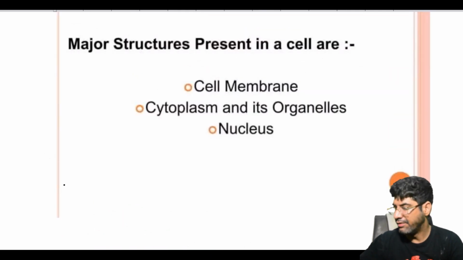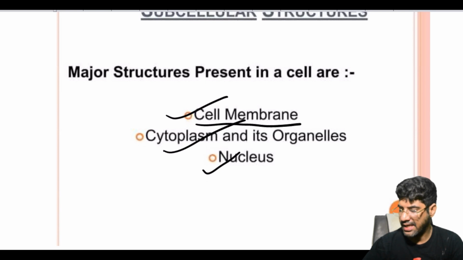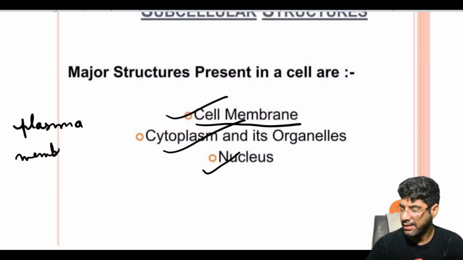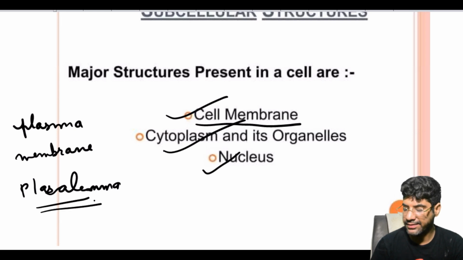Now the major structures that we focus on in the cell are the cell membrane, cytoplasm, and the nucleus. The cell membrane is also known as the plasma membrane, or plasmalemma. It is a protective sheath that surrounds the cell body, and it serves as a boundary between the cell's internal environment and the external world.